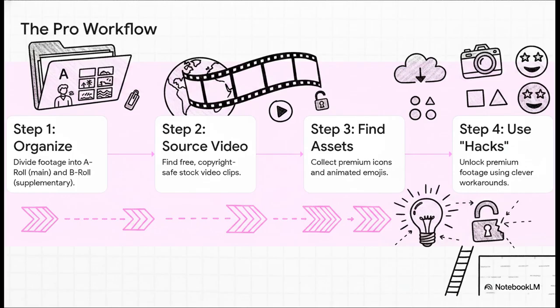So the very first thing the pros do is organize everything. You separate your main footage, that's your A-roll, maybe you talking to the camera, from your B-roll, which is all the other clips you use to make things visually interesting. After that, it's all about sourcing the good stuff: stock video, icons, and emojis.